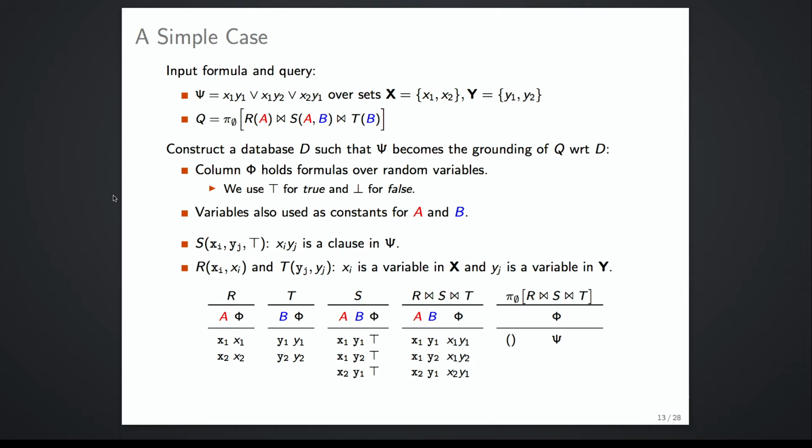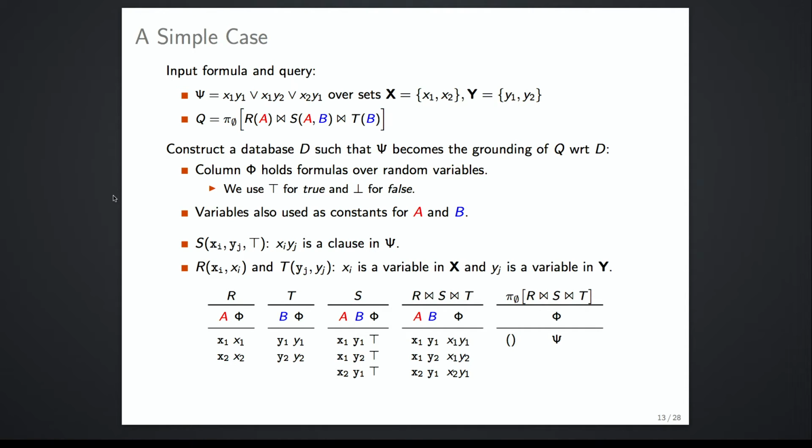So what do you do? You somehow, from this formula, generate databases such that applying the query on the database gives you back the grounding, which would be the original formula. So for R, we just create a tuple for every single variable in our set X.